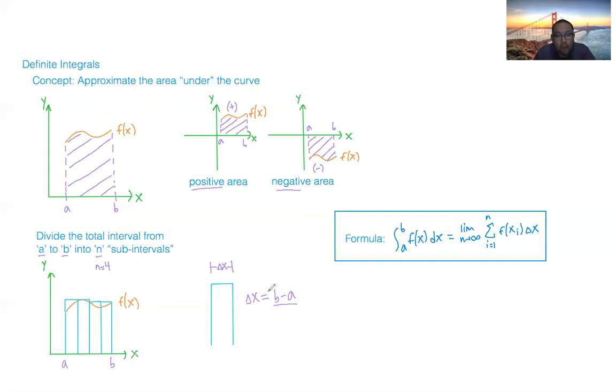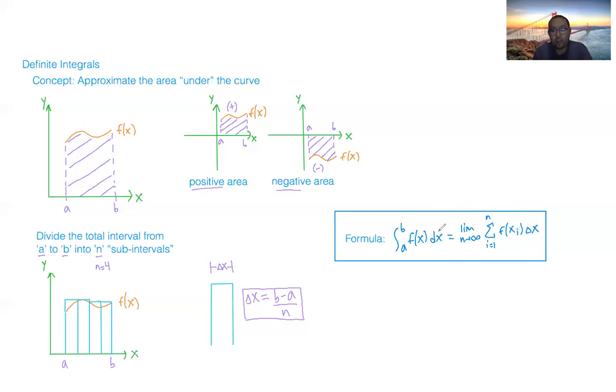And we're going to divide that by the number of subintervals that we want to break it into. In this case, it's 4. And so this is going to be the equation you use to figure out the step or the delta x of each of your subintervals.